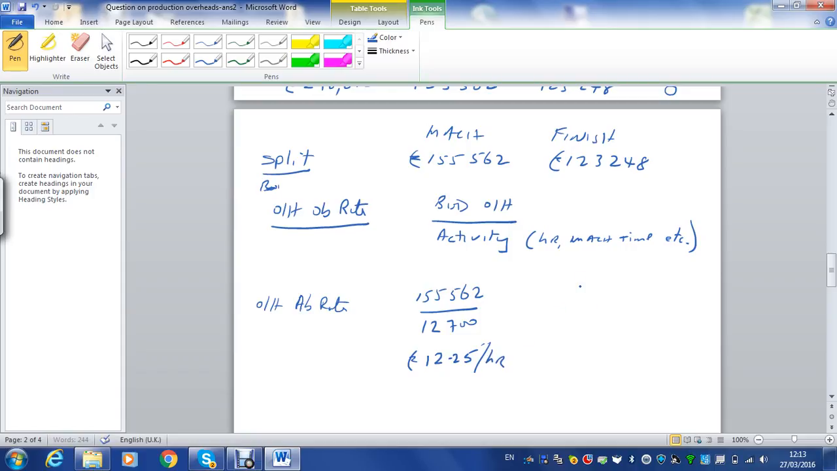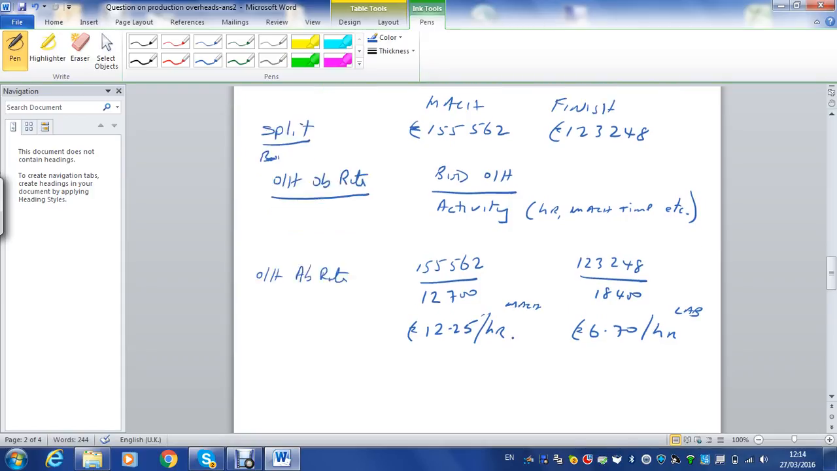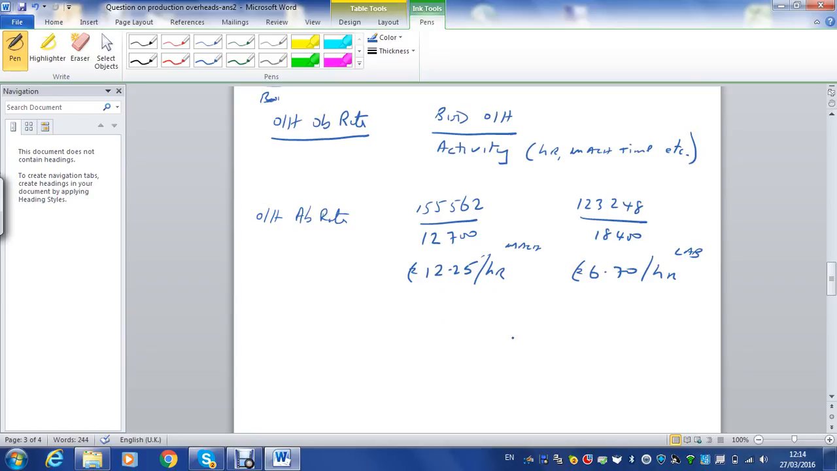And taking the other one, 1, 2, 3, 248, and we divide that one by 18,400 labor hours, we get 670 per hour. Okay, and that's labor hours, and that's machine time. But they're the two rates. And that answers part A.